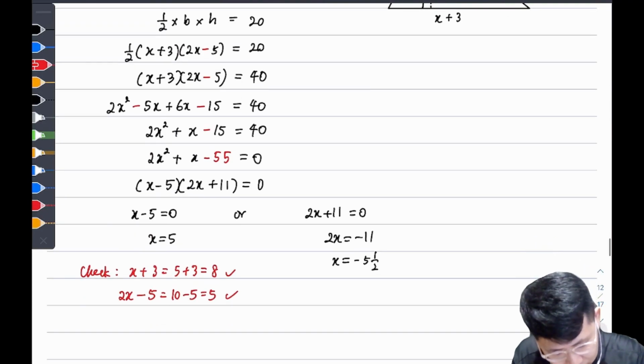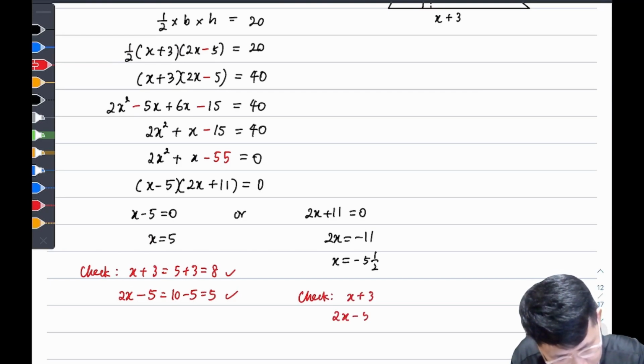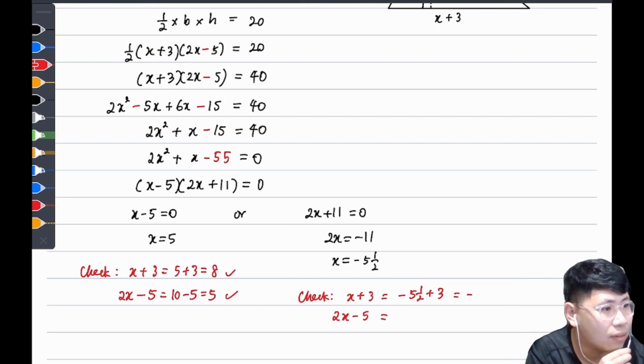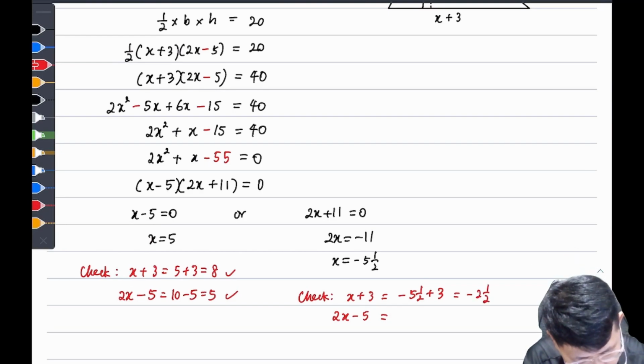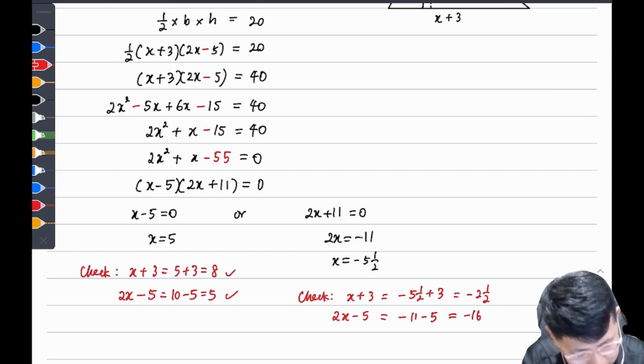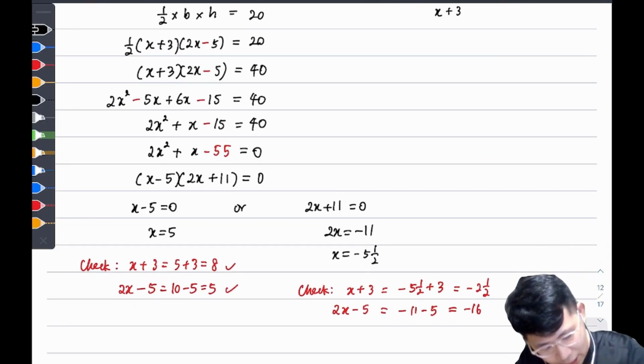Alright, let's check for this one over here. So x plus 3, and let's check for 2x minus 5. So x plus 3 will be negative 5.5 plus 3. So this will be negative 2.5, if I'm not wrong. Right, negative 2.5. And then 2x minus 5 will be negative 11 minus 5. This will be negative 16. So we have to reject this.